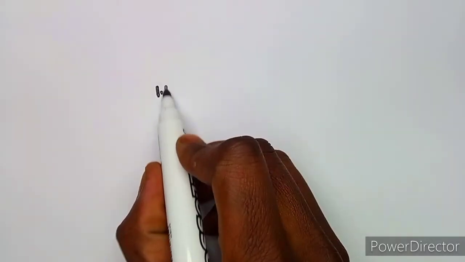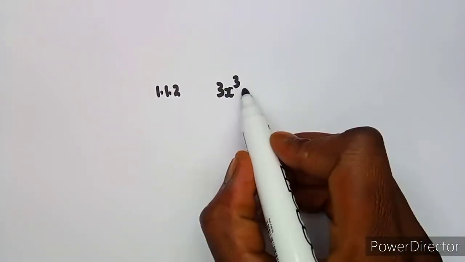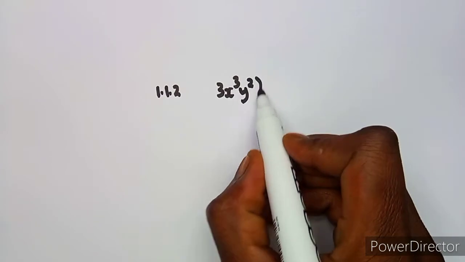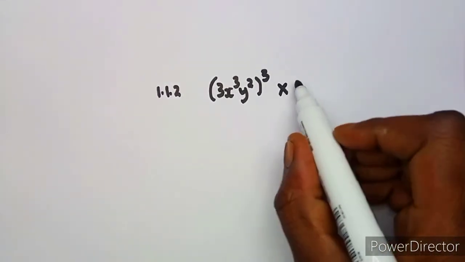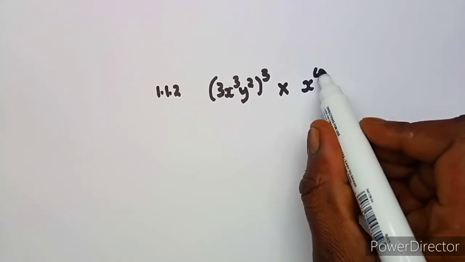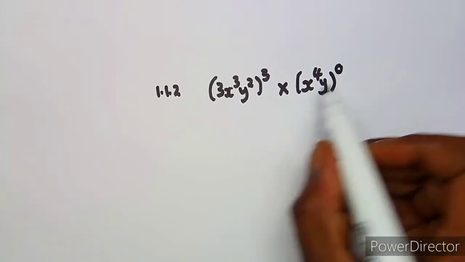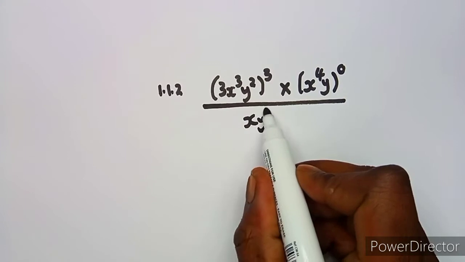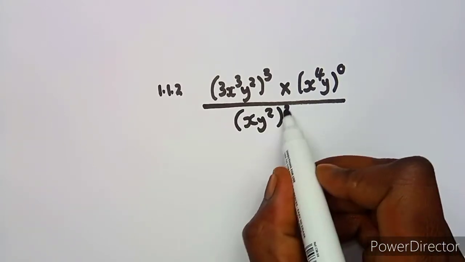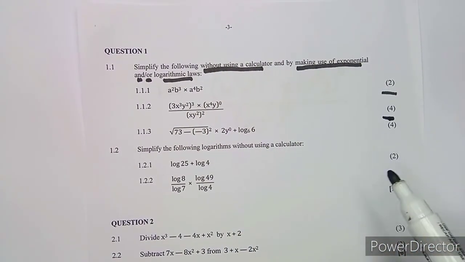So let's see what we had on 1.12, which was 3x to the exponent of 3, y to the exponent of 3 to the exponent of 3 again, times x to the exponent of 4, like this, everything to the exponent of 0, over xy squared to the exponent of 2. Yeah, that is what we had, and it was 4 marks here. This is actually 4 marks, guys, as you can see.